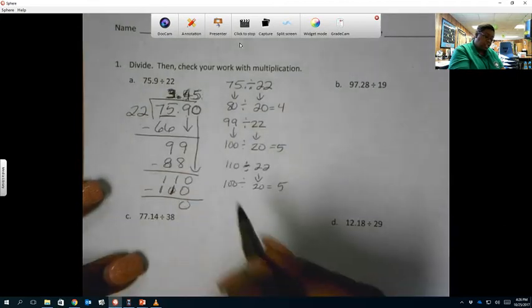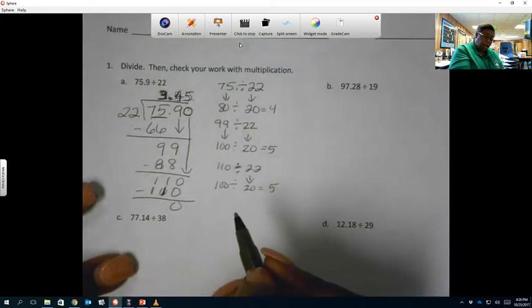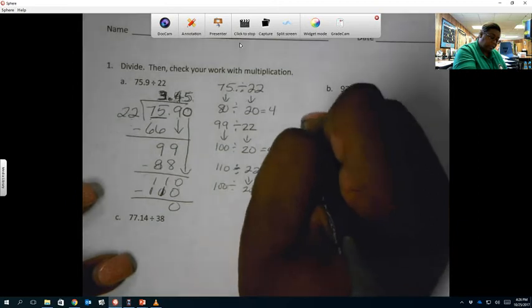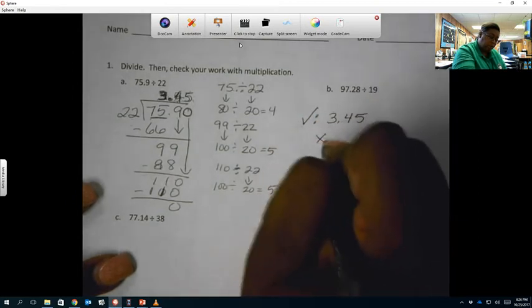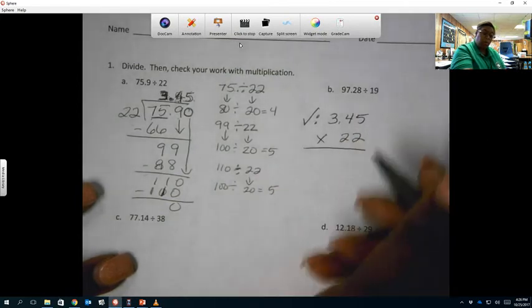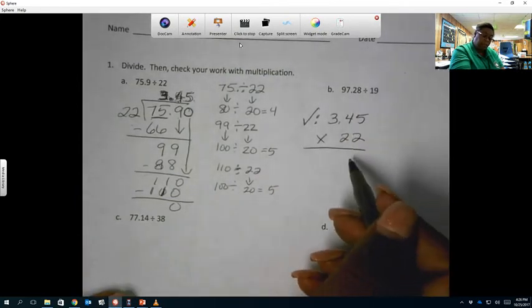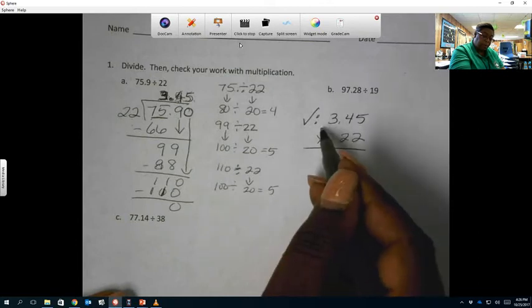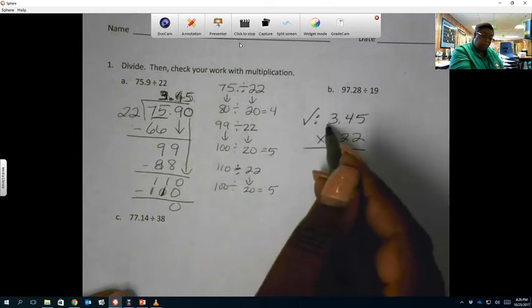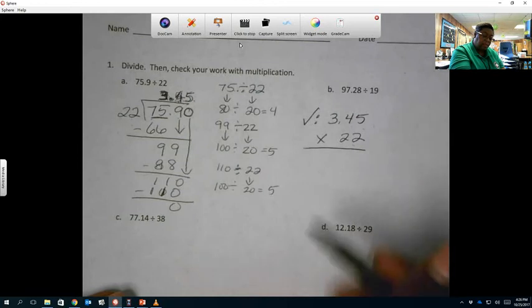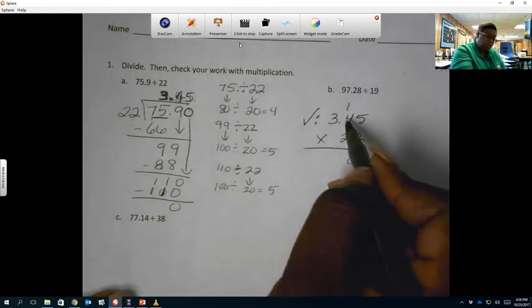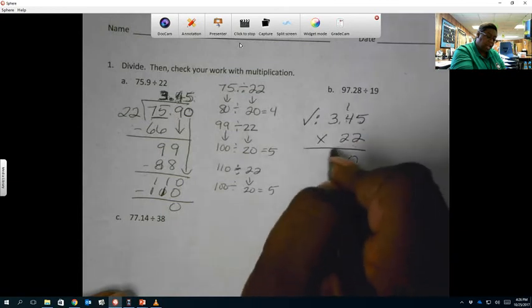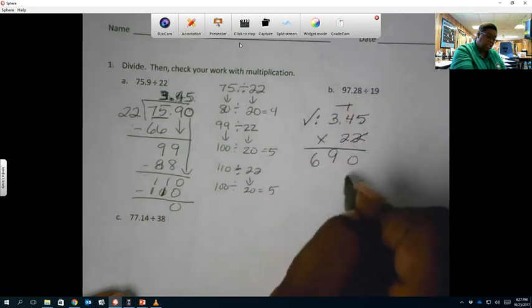Then I'm going to check it to see if I got it correct. 3.45 hundredths times 22. Remember, we don't line up decimals in multiplication. We put the bigger number, or the number with the most digits, on top, and the least number on the bottom. 5 times 2 is 10, carry the 1. 4 times 2 is 8, plus 1 is 9. 3 times 2 is 6, scratch, scratch, lay an egg.